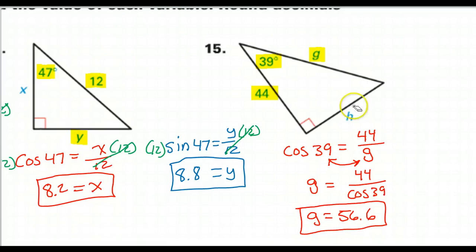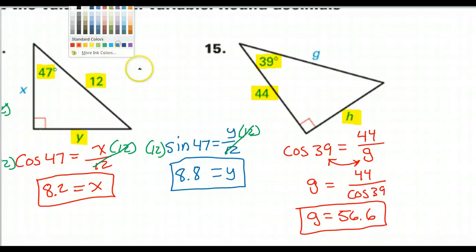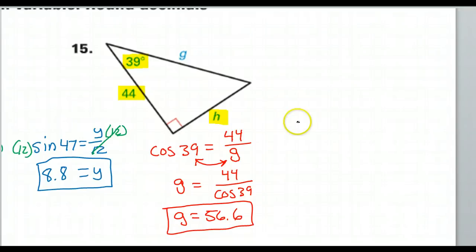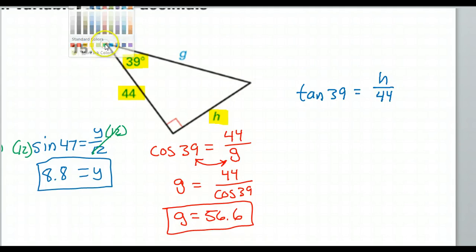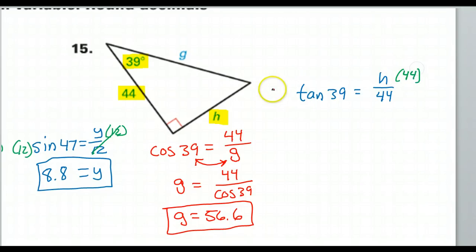All right, now say if I want to find h instead. Now I'm dealing with opposite and adjacent. Well, that's the tangent function. So let's go ahead and do that. Tangent of 39 is equal to h over 44, opposite over adjacent. Once again, we will multiply to make this happen. So multiply by 44 on both sides. That's going to give me h equals 44 tangent 39, which is 35.6.